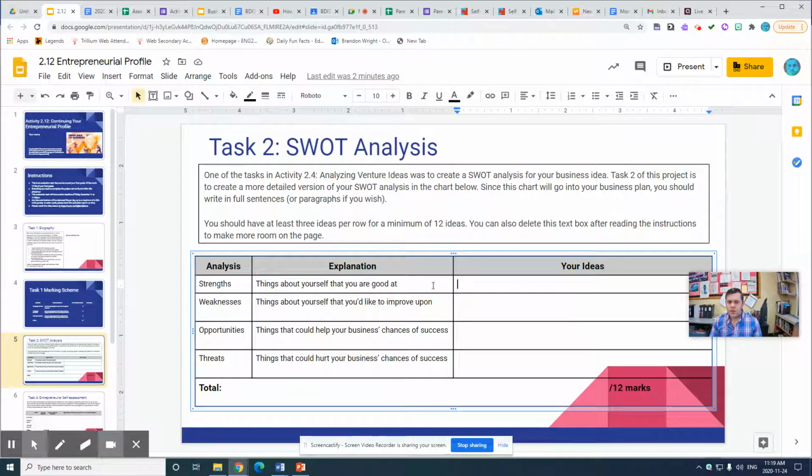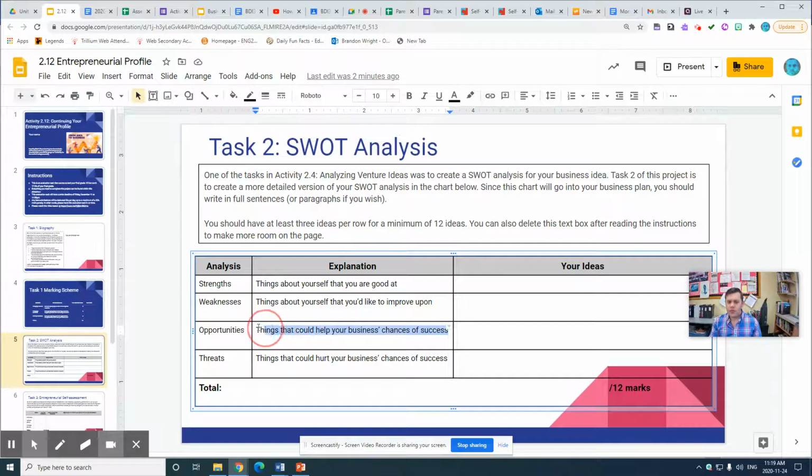And if you are not familiar with what a SWOT analysis is, please pay attention. In this row, you're going to talk about what your strengths are. What are things that you are good at, in full sentences? Next, I'd like you to talk about weaknesses, or give me 3 things that you'd like to improve upon in your life or you as a person.